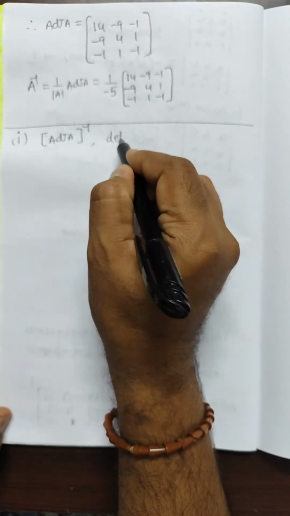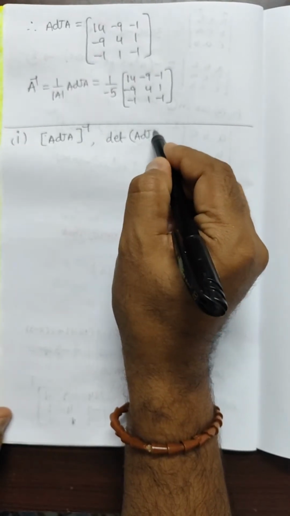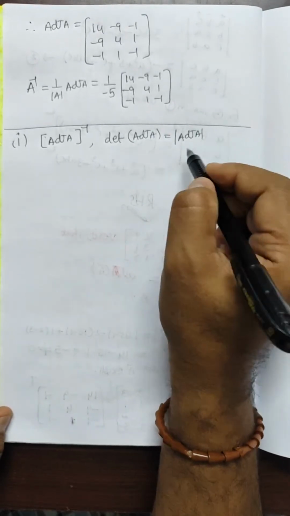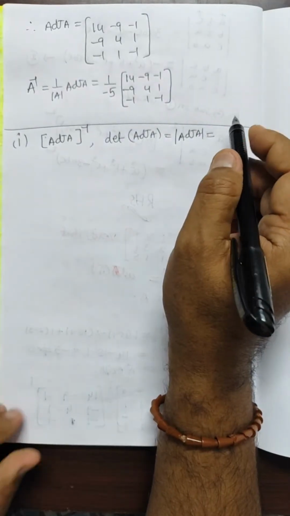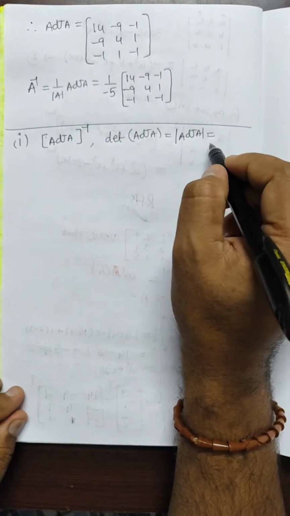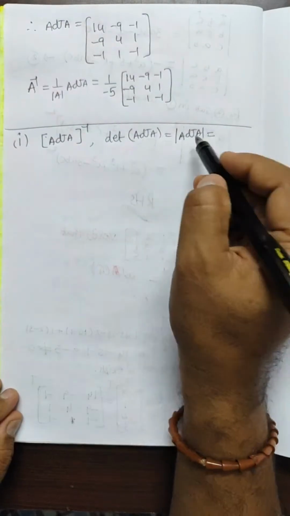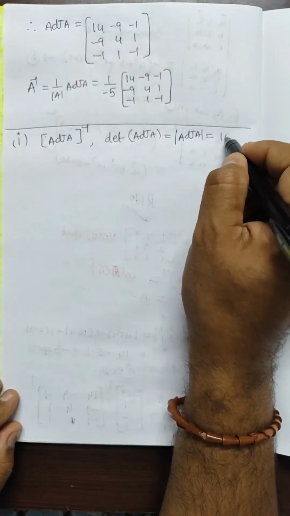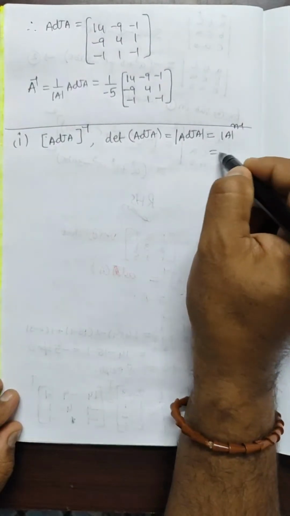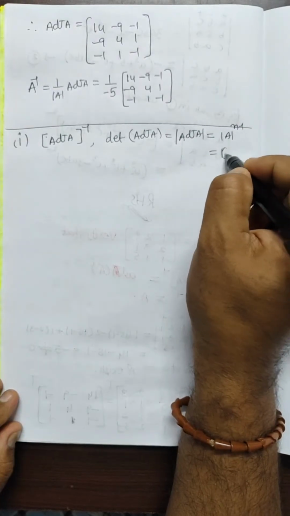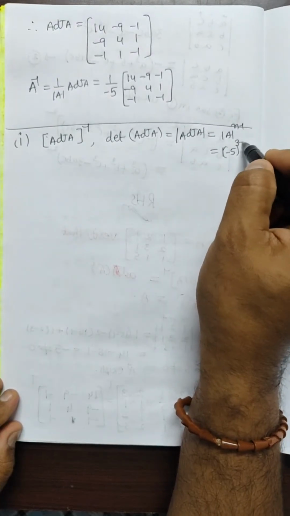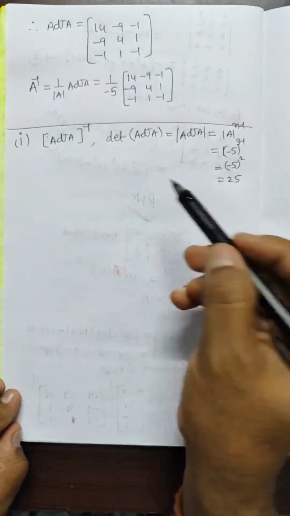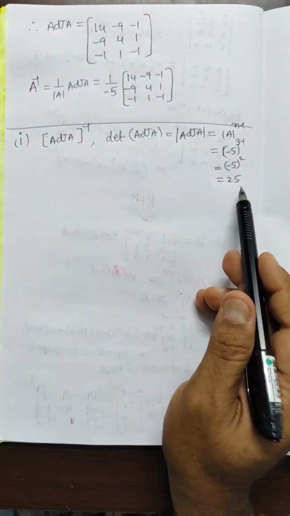So calculate determinant of adjoint A. So we know that determinant of adjoint A is equal to the formula we have. What is that formula? Determinant of adjoint A is equal to det A whole power n minus 1. What is det A we got? Det A value is minus 5. N is the order of the matrix, 3 minus 1. So minus 5 whole square, which is equal to 25. So determinant of adjoint matrix is 25.